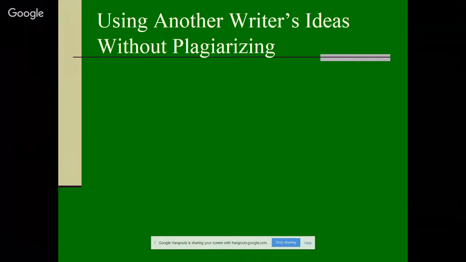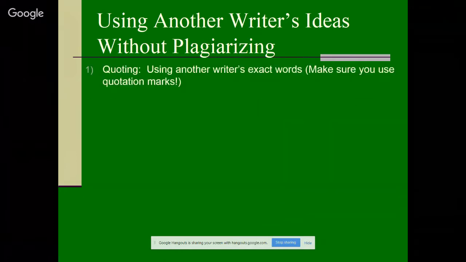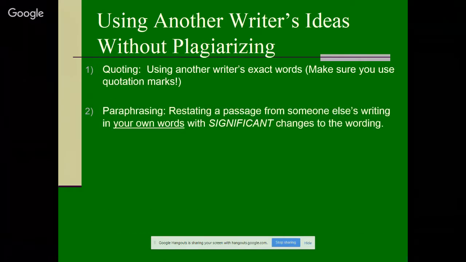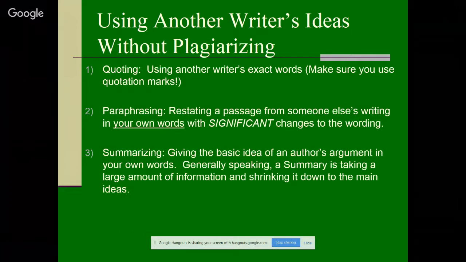Okay, so using another writer's ideas without plagiarizing. We can do it in 3 ways: quoting, paraphrasing, and summary. Quoting is using the exact words of the author, using quotation marks, and citing it. Paraphrasing is taking the author's ideas and rewording them into our own words. We're still using that author's ideas, we're just not using the exact words. But it needs to have significant changes.